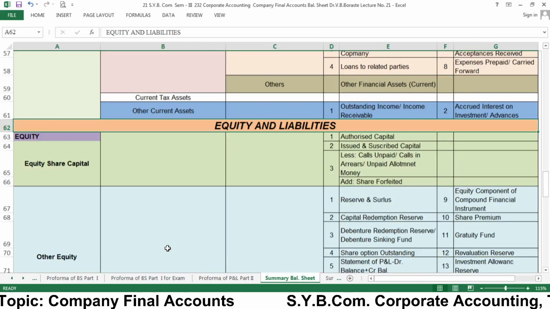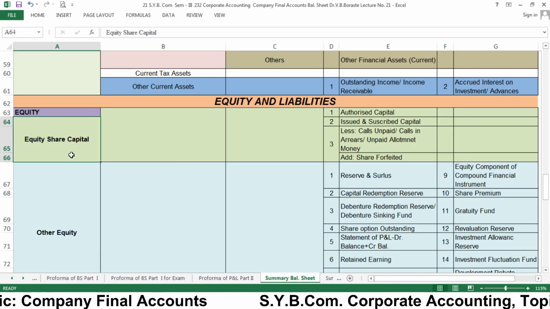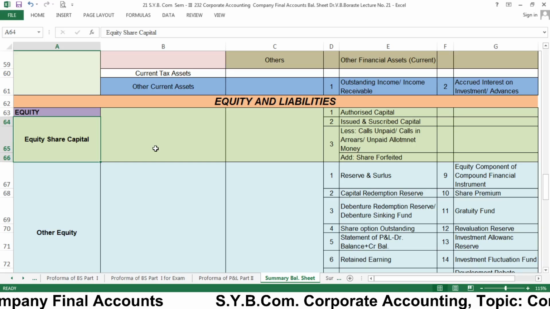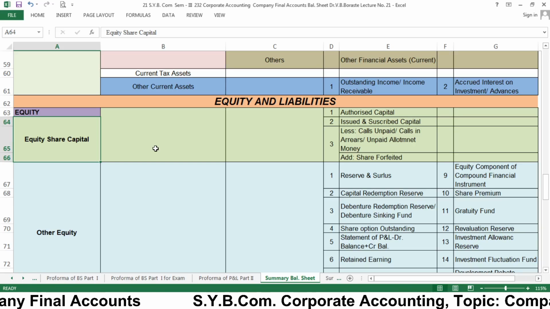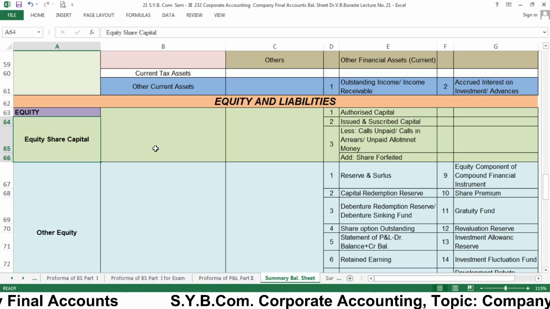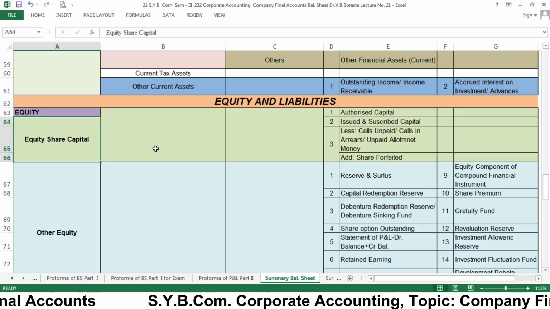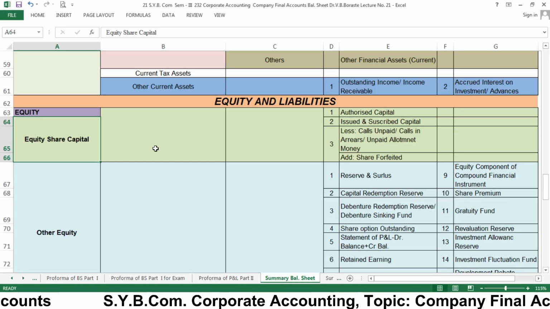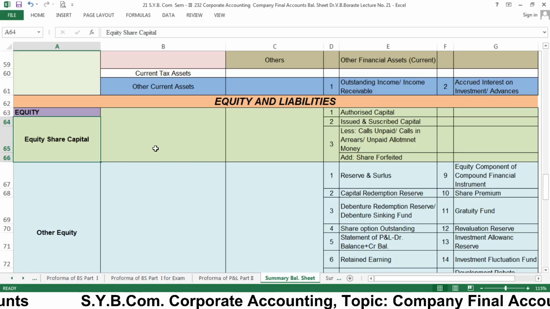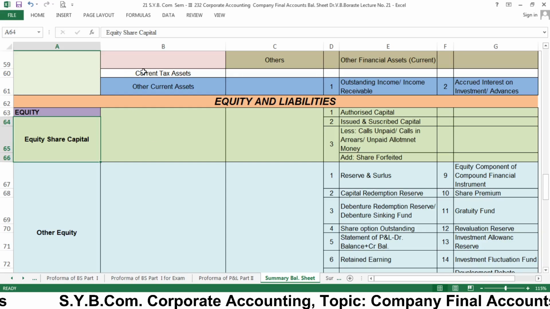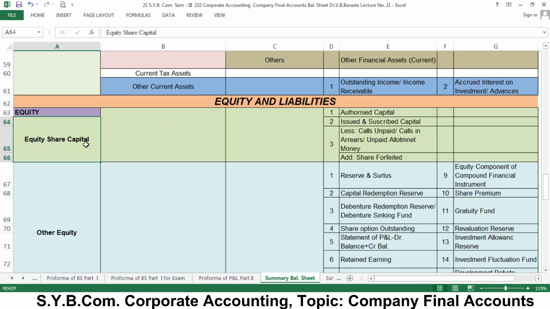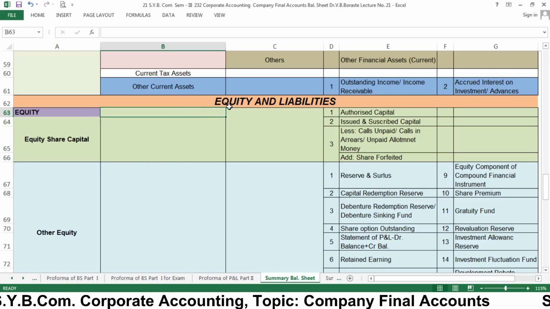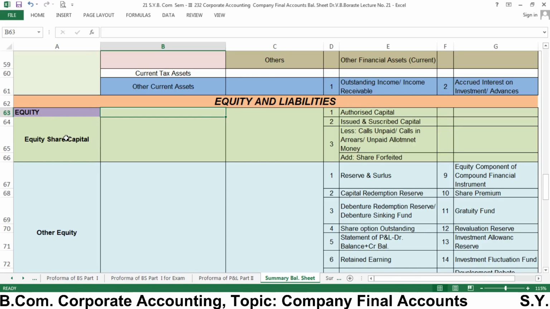Then there are certain equities and liabilities. First of all, I would like to discuss one thing: in the pro forma we have already seen the liabilities first, then the assets. But as per the Companies Act 2013, Division 2 of Schedule 3 of the Companies Act 2013, and the accounting standard rules 2015, the assets should be recorded first, then the liabilities. On that basis, we have discussed here the assets and then the liabilities. So under the head liabilities, there are certain liabilities, and it is divided into two.